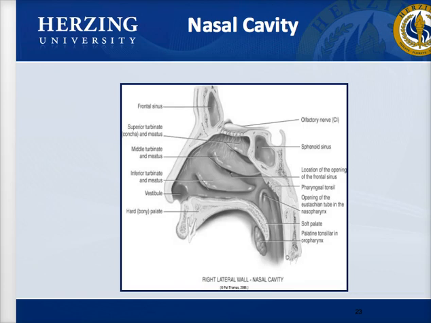The turbinates are bony projections that help warm, humidify, and filter the inhaled air. The sinuses drain into the middle meatus, and the nasolacrimal ducts drain into the inferior meatus. The paranasal sinuses are air-filled pockets in the cranium. They lighten the weight of the skull, serve as sound resonators, and provide mucus.